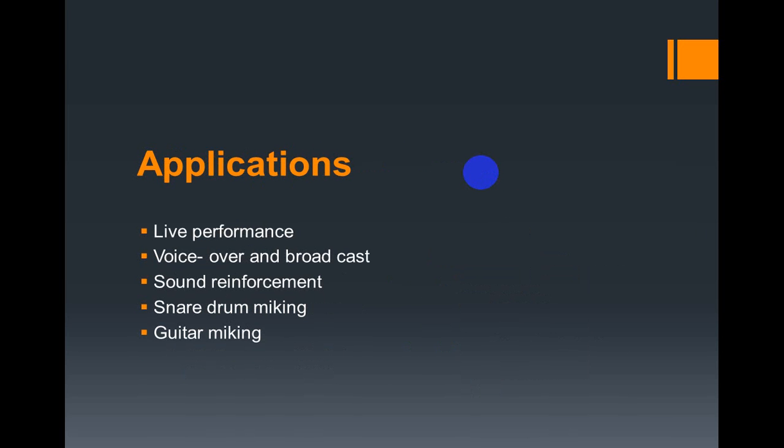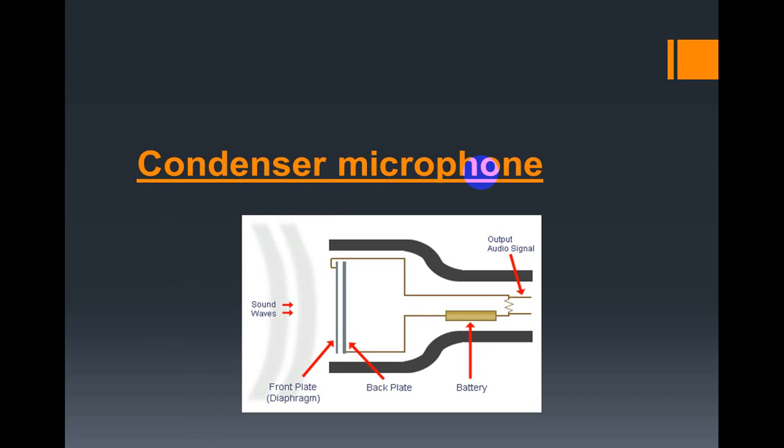The most widely used applications of dynamic microphones are live performance, voiceover and broadcast, sound reinforcement, snare drum miking, and guitar miking. The second type of microphone, depending on differentiation in the transducer, is the condenser microphone.